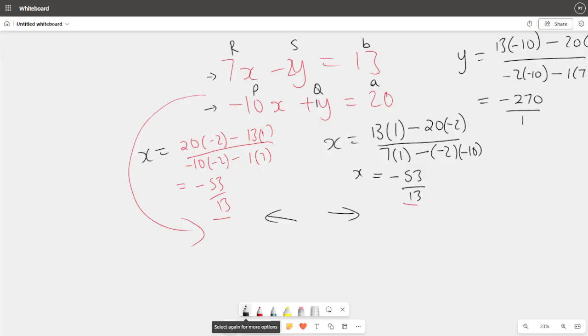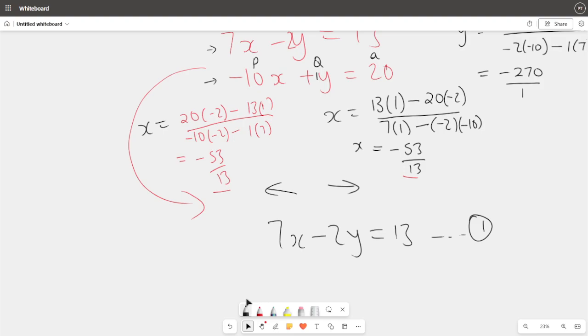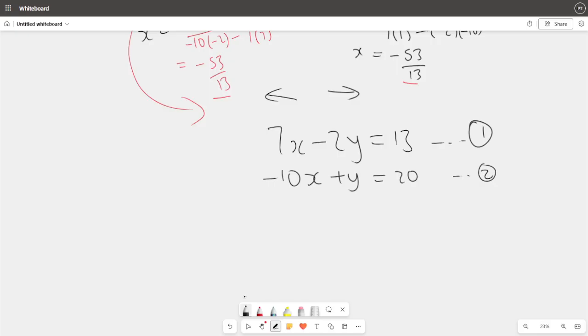You'd have to then write your equation 1, which is 7x, let's say 7x minus 2y equals to 13. You say it's equation 1. Then you're going to continue by saying then negative 10x plus y equals to 20. Then you say equation 2. Then from there you're going to say from equation 1, equation 2, right? Then you're going to make y the subject of the formula. Then you're going to say y equals to 20 plus 10x, which is equation 3.